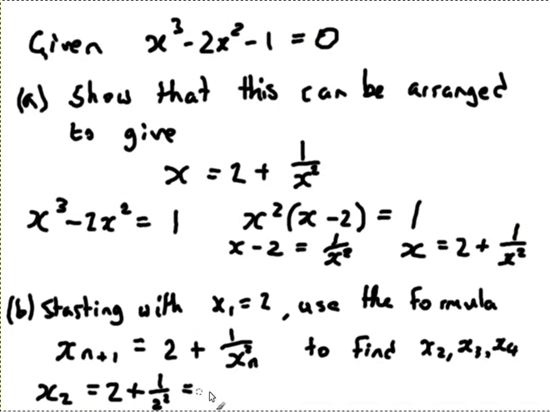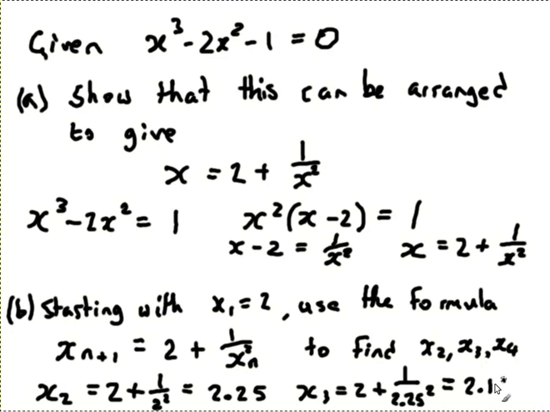Well, that's a quarter, 2 plus a quarter, and so that's 2.25. We're then going to plug in 2.25 to get x3. 2 plus 1 over 2.25 squared we're going to do now. And if we quickly work that out on a calculator, we get 2.198 to 3 decimal places.